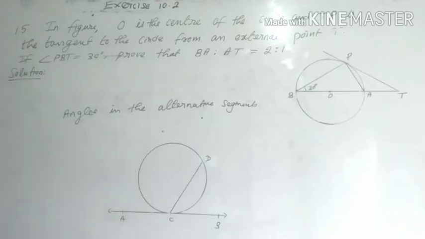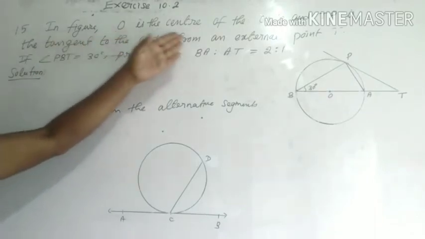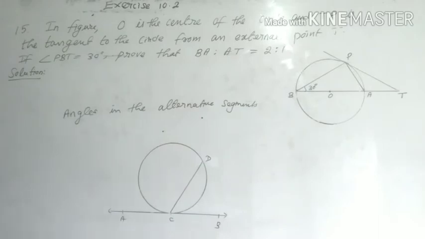Okay, let's come to question number 15. Is given in the figure, O is center of the circle, the diagram, everything is given. Okay, first I will come to this point. I'll give what is angles in the alternative segments.